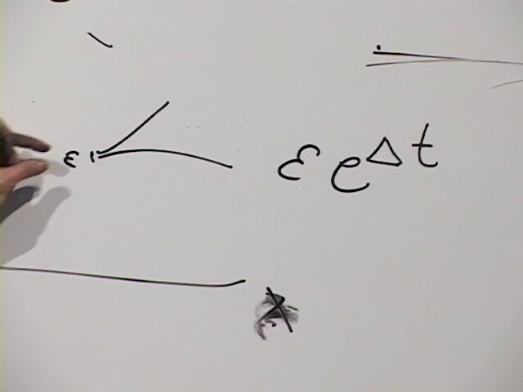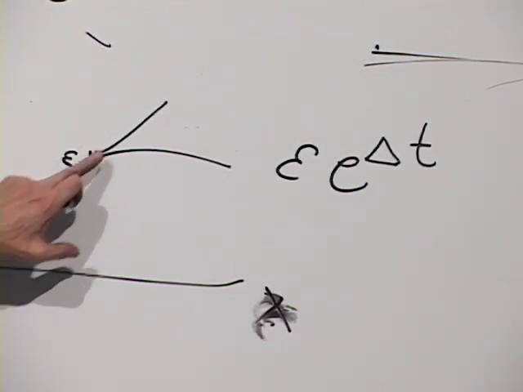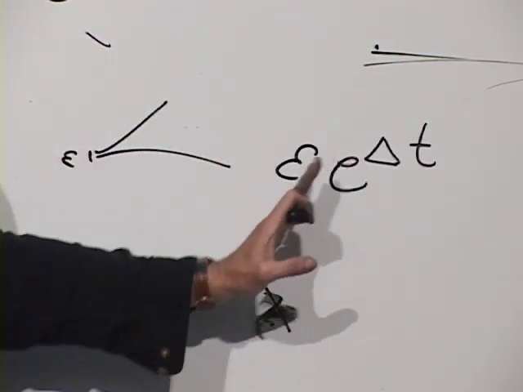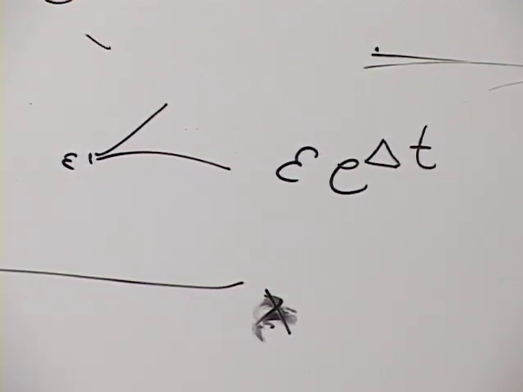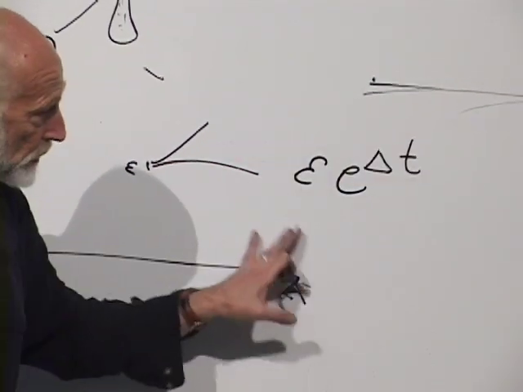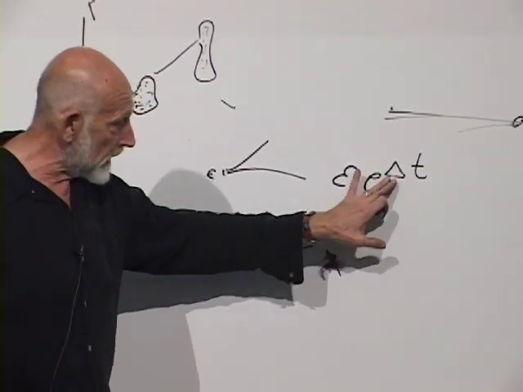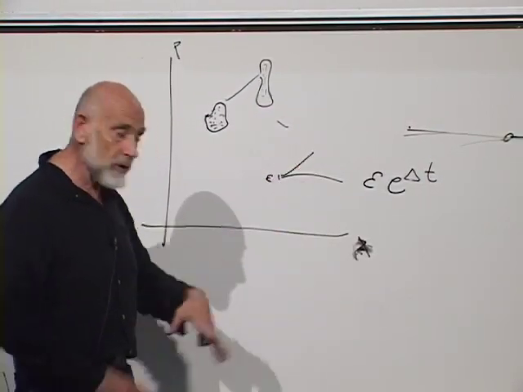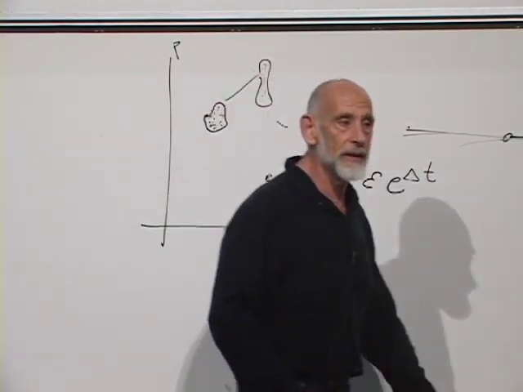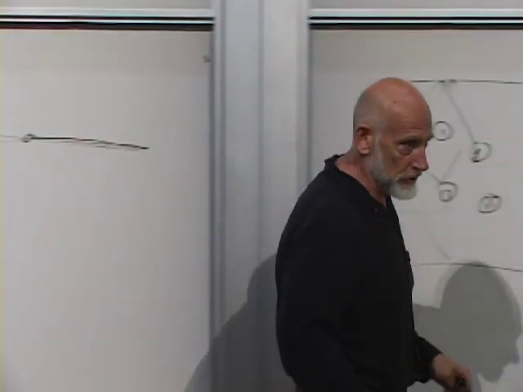If epsilon is exactly 0 to begin with, the separation after time t is also 0. But if epsilon is a very small number, but non-zero, then in not too long a time, depending on this delta here, the separation will become large. Once it becomes large, they go off on their own way, and the trajectories don't resemble each other.